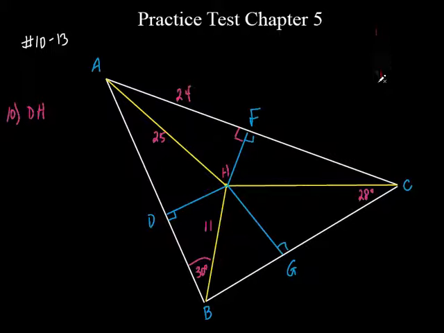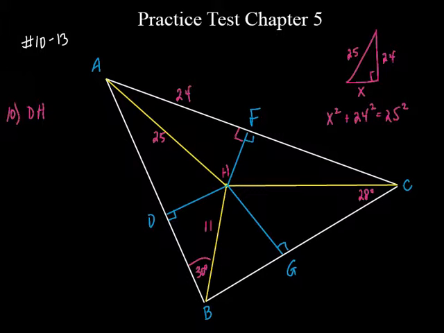Tell you what, let me just redraw it so it looks a little bit better. All right. So what do I have? I've got 24. Which one is the 24? That one right there. Which one is the 25? It's the hypotenuse. It's opposite the right angle. And what am I trying to find? That little short one right there. Can you use Pythagorean Theorem to do this? Watch. It's x squared plus 24 squared equals 25 squared.